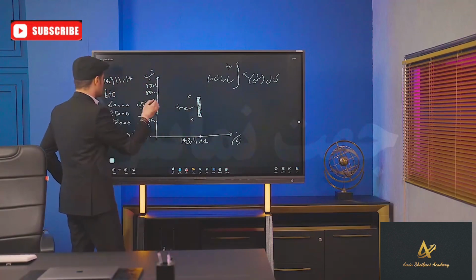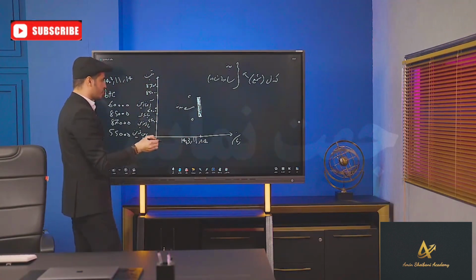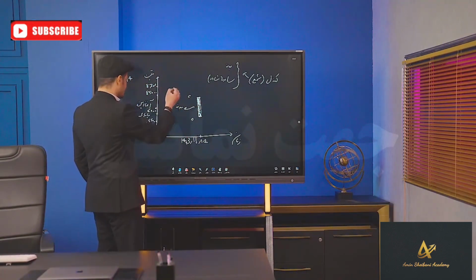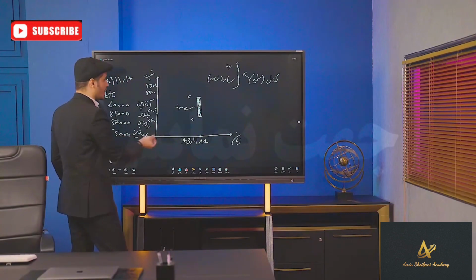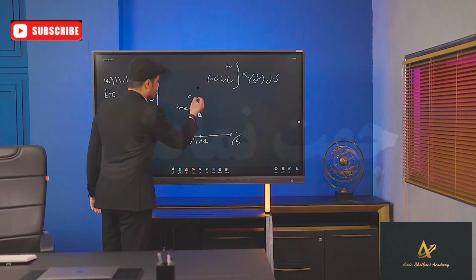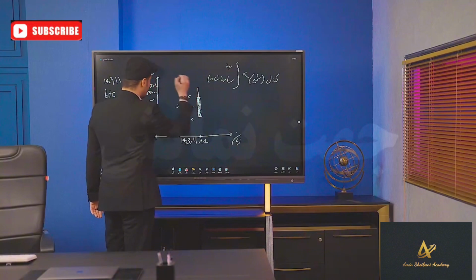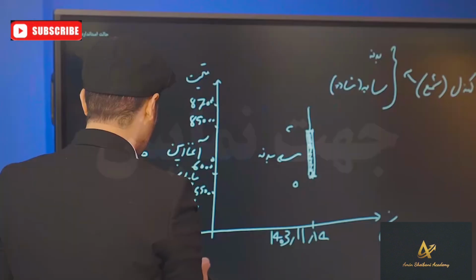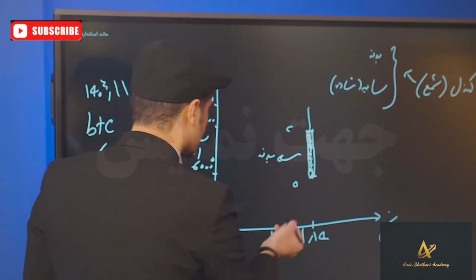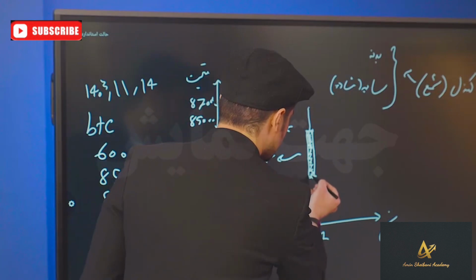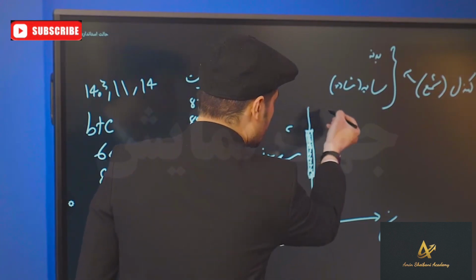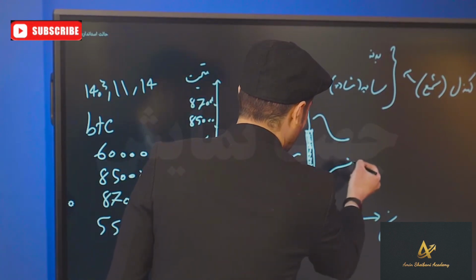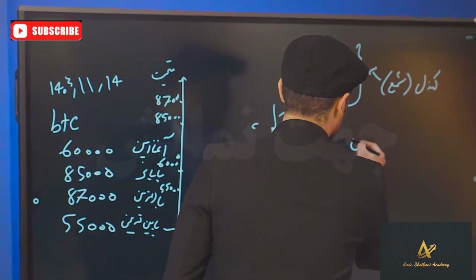Now today, on the 14th of Bahman 1403, what price did Bitcoin reach at its highest? What was its highest price? 87,000. I illustrate this price spike like this. It spiked up to 87,000. What was its lowest price? 55,000. It also spiked down to 55,000. Now look at these next 2 parts that I've drawn. These next 2 sections are called the shadow or wick.